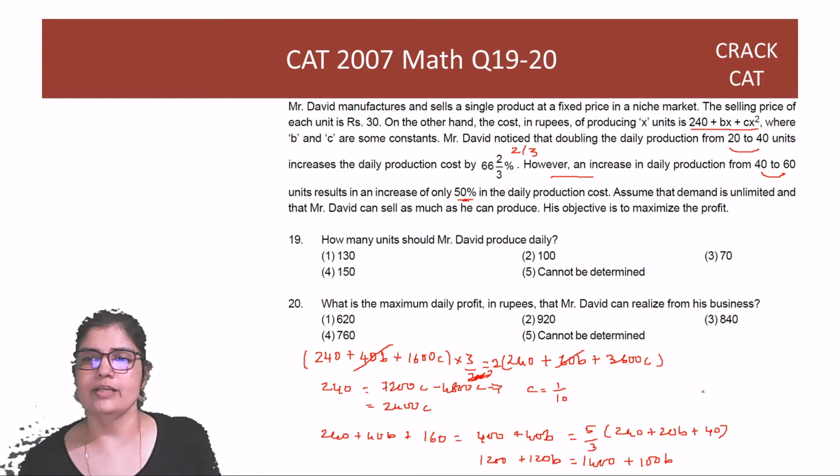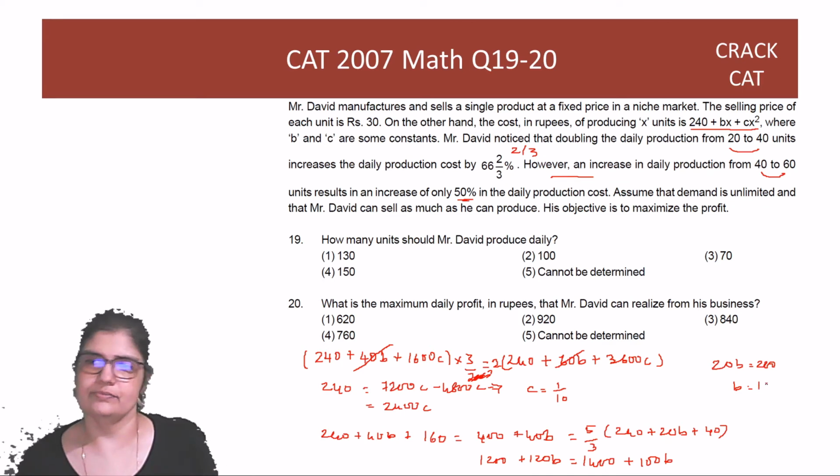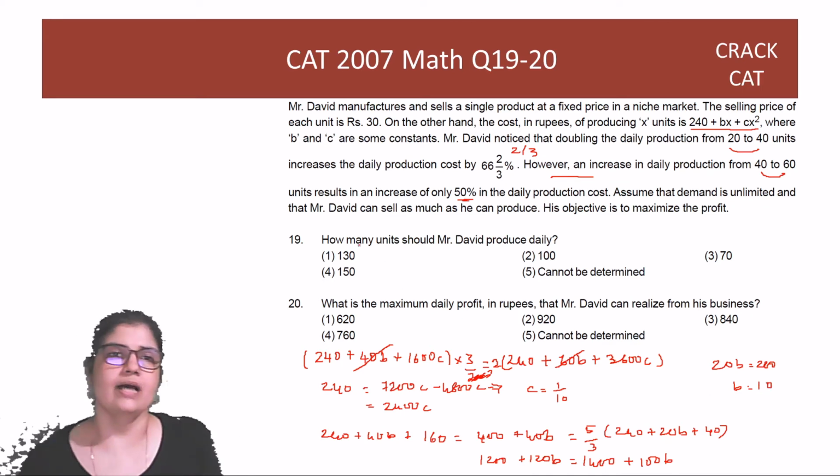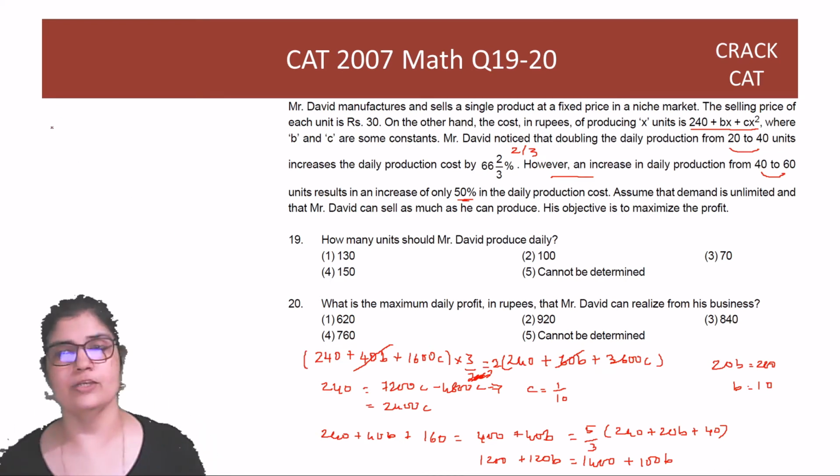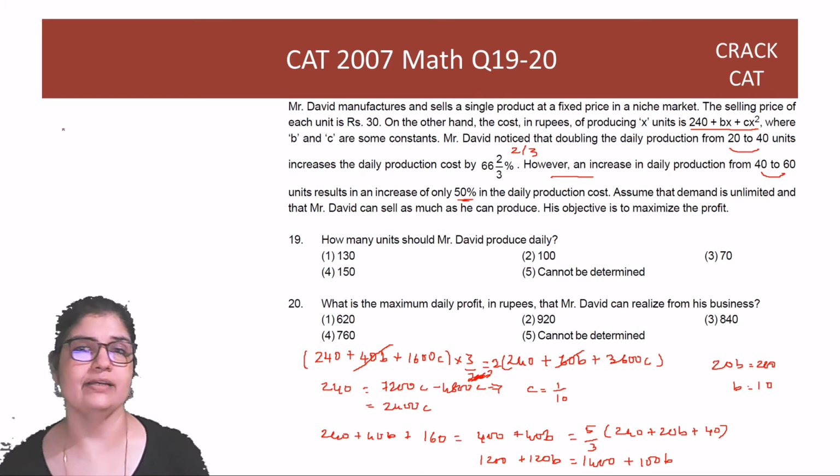So you will get 20b is equal to 200, so b is equal to 10. So great, आपका equation आपको मिल गया है. Thankfully at least part of the work is done. But you can't answer any question based on the equation. You'll have to find maximum profit.